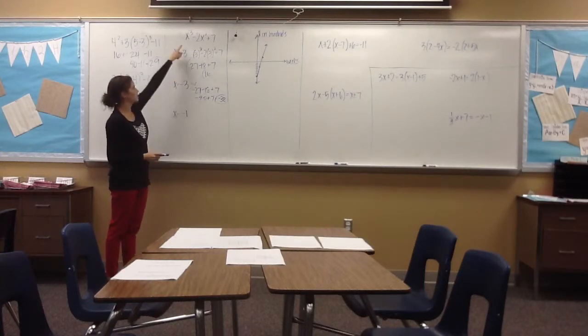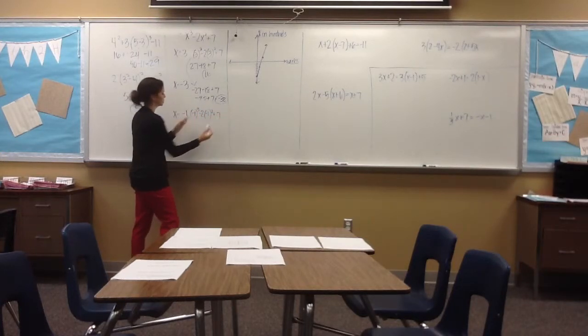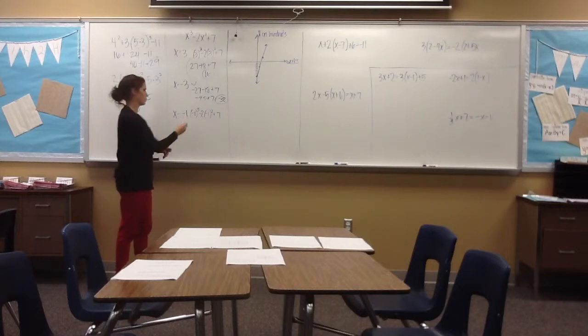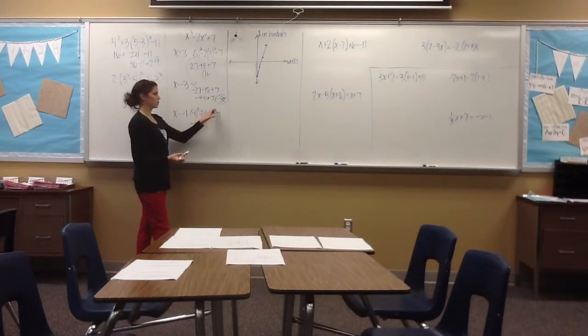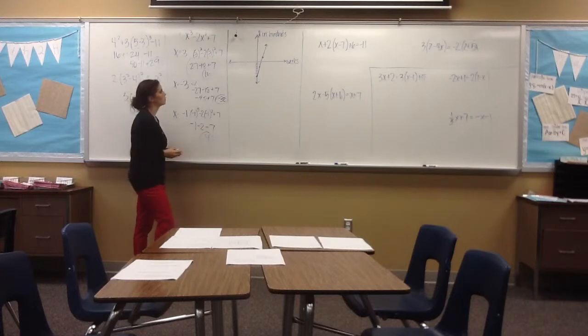Okay, now this one, if I'm going to plug in negative 1. So negative 1 times negative 1 times negative 1, that's negative 1. Negative 1 squared, that's positive 1, times negative 2 is negative 2, plus 7. That's going to give us negative 3. Negative 3 plus 7 is 4.